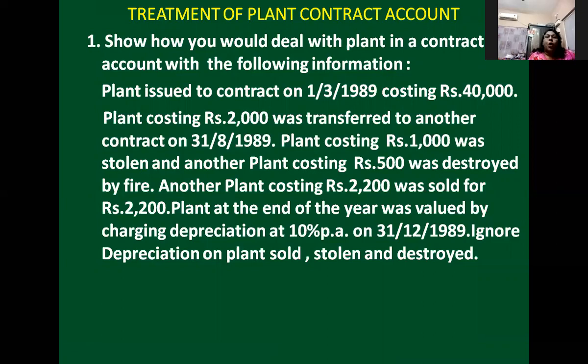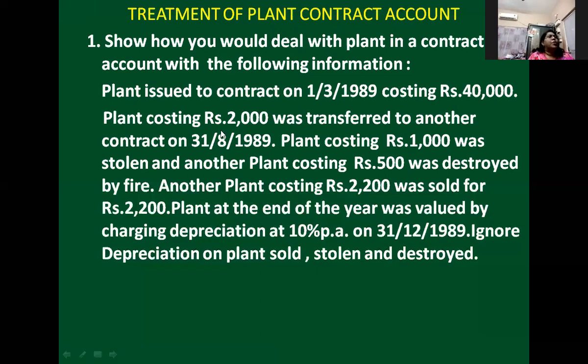Plant issued to contract on 1/3/1989 costing rupees 40,000. So the contractor has started on 1/3/1989 with a value of 40,000 that is going to be debited, because this plant is issued for the purpose of carrying out the contract. Then look at the next line. The next line is plant issued to contract, that is 1/3/89, was 40,000.